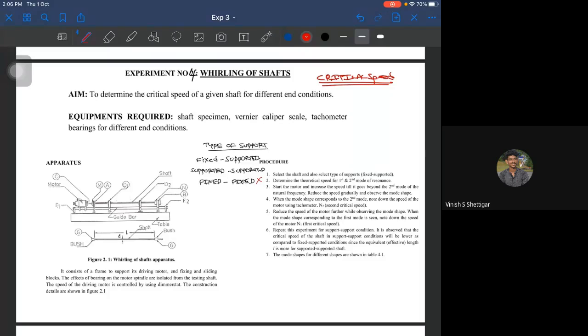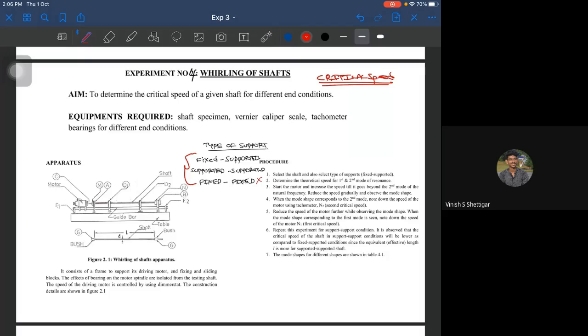It has a flexible coupling between the shaft and the motor, and the motor is used to power the setup. You have a dimmerstat, by which you can control the speed of the motor, and in turn the speed of the shaft. There are two types of supports: fixed and supported. Fixed means there is a hub in which the shaft gets fixed, and supported means there is a bearing where the shaft is freely movable within the bearing.